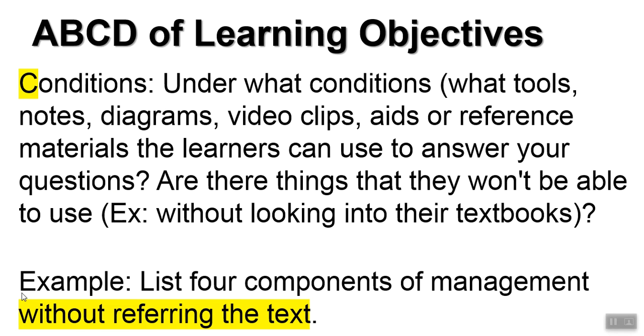Okay, here: list 4 components of management without referring to the text, or you could say list 4 components of management as listed in the text. So you have to set it up before the course starts. So at the end of the lesson, either they should be able to find what it is so they can look at the book, or they should be able to recite without looking at the book. Those are the conditions, right?